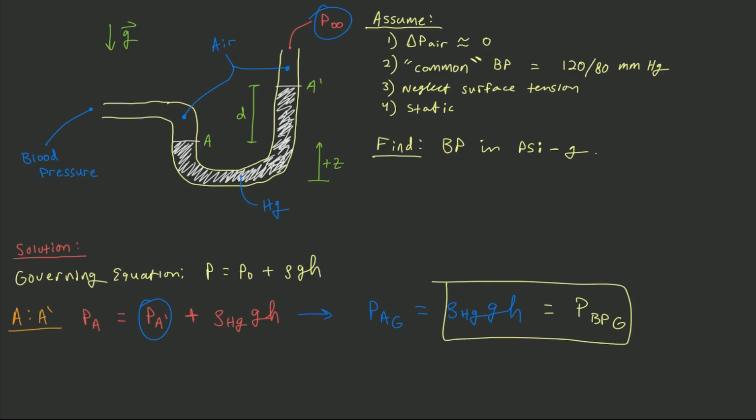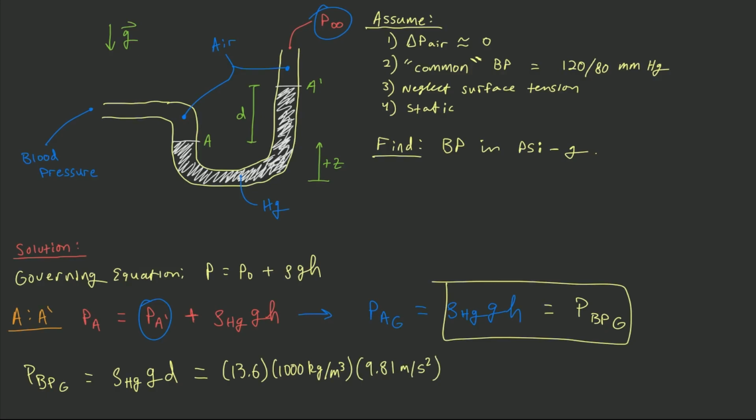Remember, gauge pressure is just absolute pressure minus some reference pressure. In this case, our reference pressure is PA prime, which just so happens to be equal to P atmospheric in this problem. So P blood pressure in gauge is equal to rho_Hg g d. What is rho_Hg? Well, the specific gravity of mercury at approximately room temperature is 13.6. So 13.6 times the density of water at 4 degrees C, which is 1,000 kilograms per cubic meter. Then the magnitude of gravitational acceleration, we'll assume that we're on Earth and there's a standard gravity present, so that'll be 9.81 meters per second squared.